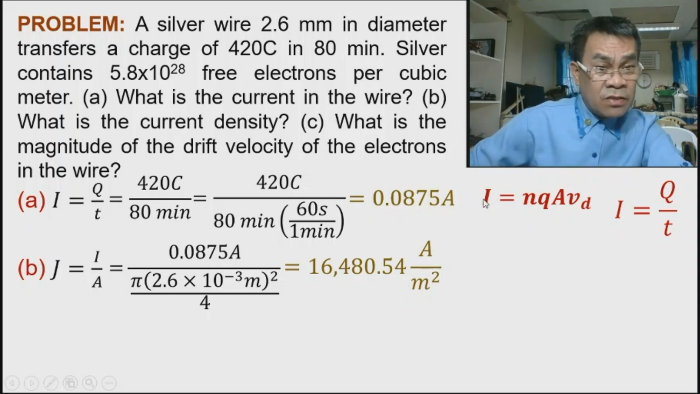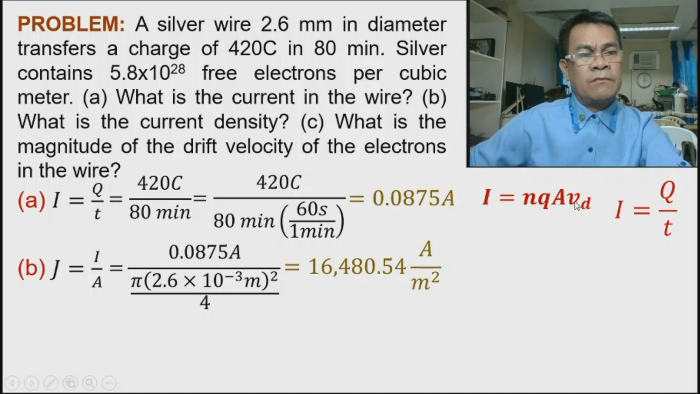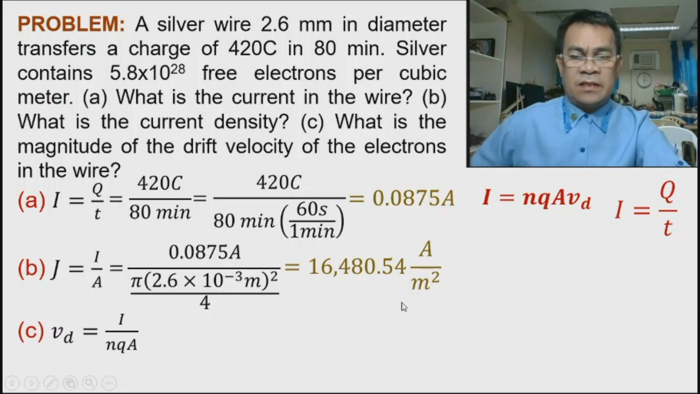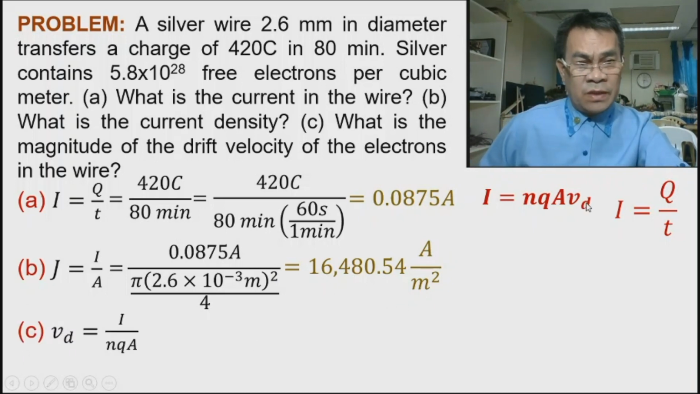So take note of this formula. This is the drift velocity. You are asked to solve this one. What will you do? Divide both sides by NQA. Or you can use it in terms of the current density. We will use this one by dividing both sides by NQA. But take note, I over A is J. So we can use this current divided by N.